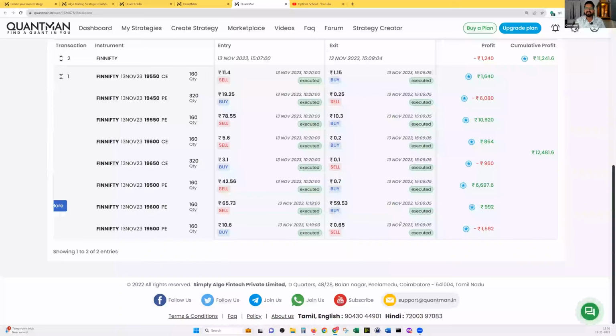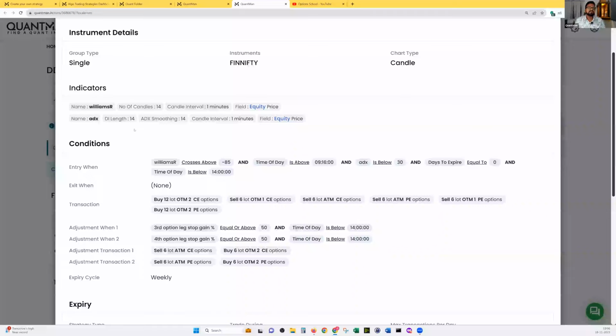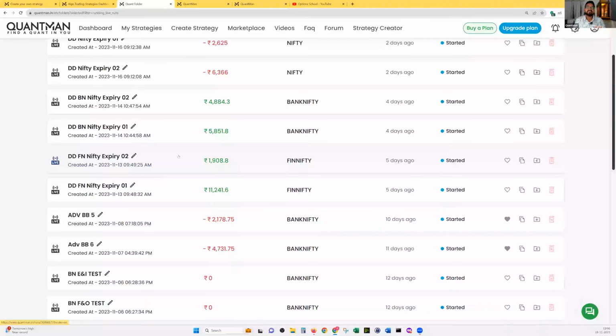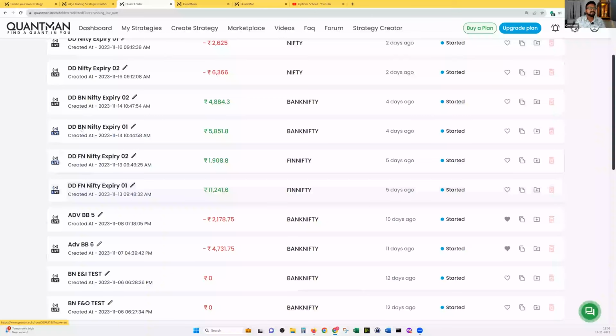This strategy involves different sorts of adjustments. I'm going to teach you the same strategy that I created here, which will add more value. I'm using this strategy only for expiry. The same strategy I deployed for Nifty. This is not for Nifty, I think. Wait. Yes, this is for Fin Nifty. This is for Bank Nifty, and this is for Nifty.